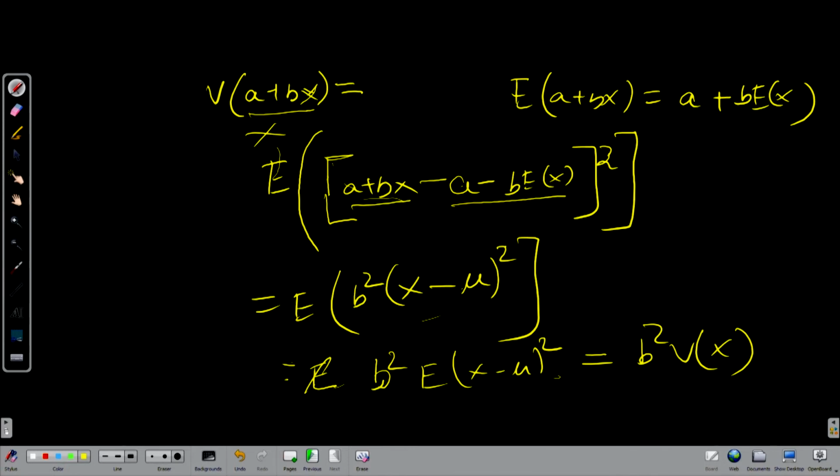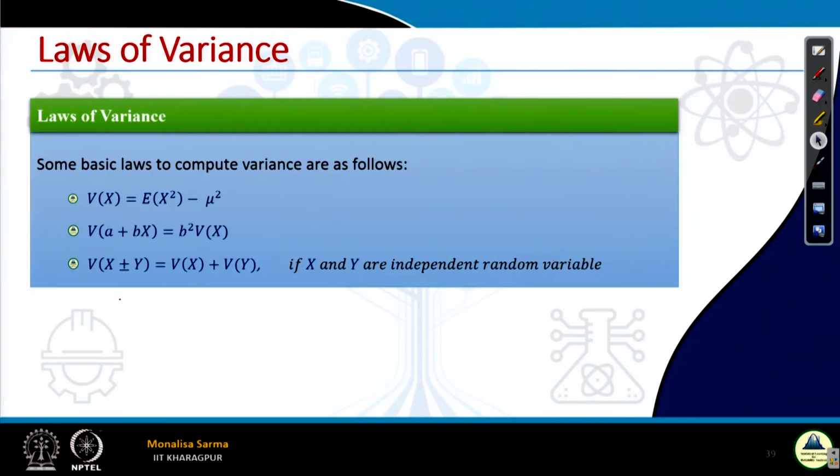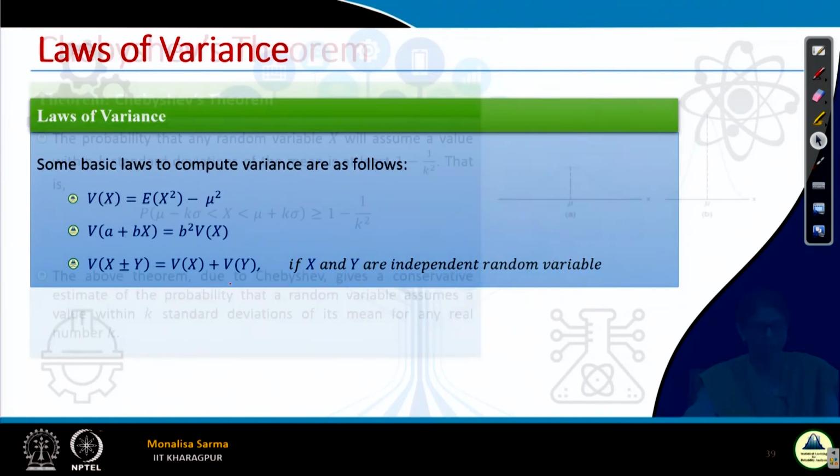E of this I have seen is this. So I have subtracted this, a gets cancelled, and what remains is b into x minus E of x. E of x is mu, x minus mu whole square. So b square I am bringing outside, and I got b square E of x minus mu whole square. And now what is this? This is nothing but equal to V of x. So similarly you can find out, try and do the third one.